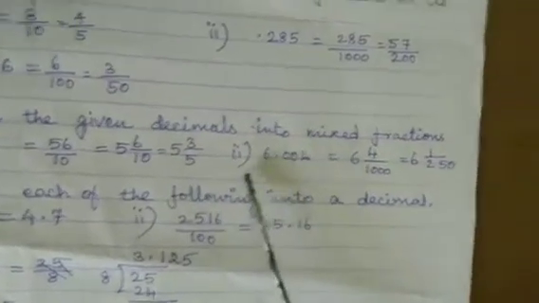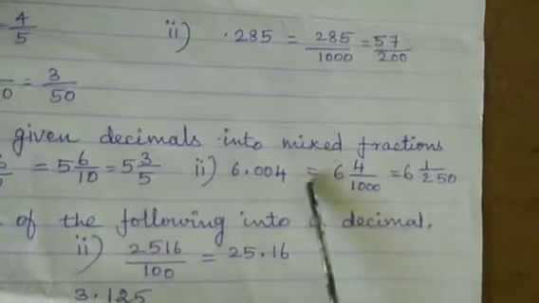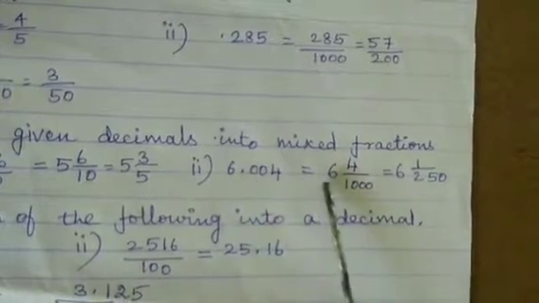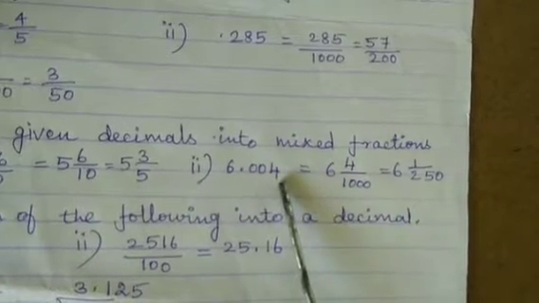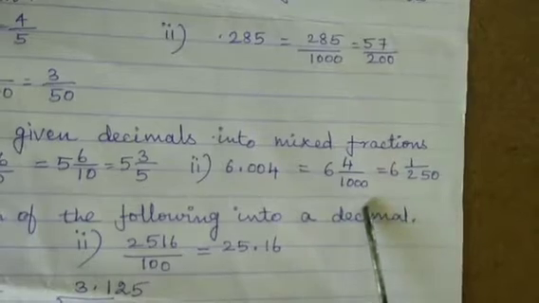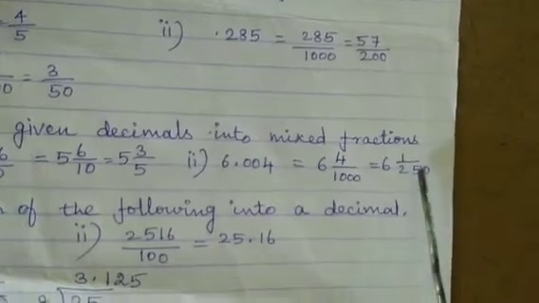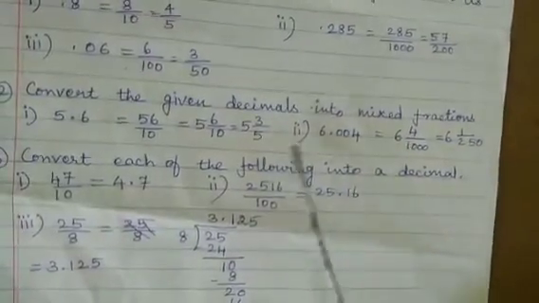Now move to the next one, 6.004. This is another method of bringing it into a mixed fraction. 6 is the whole part, so I am writing it as it is. And 004, there are 3 decimal places here, so 4 by 1000. So 4 by 1000, bring it into the simplest form, that is 1 by 250. You can choose any one method here.